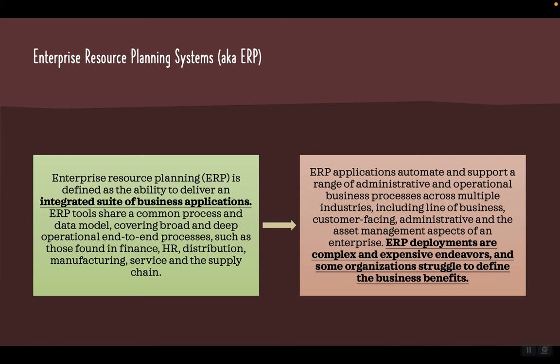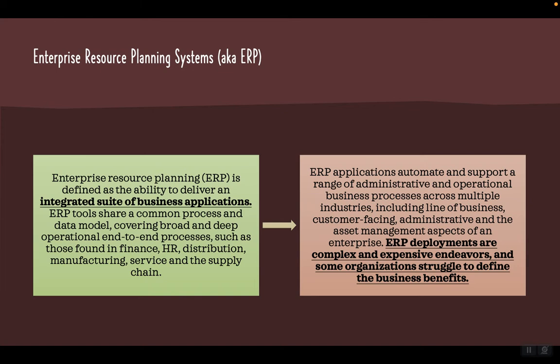Coming out of this was the idea of a solution we call an ERP system. ERP stands for Enterprise Resource Planning. It's defined as the ability to deliver an integrated suite of business applications. The key word is integration, because that aligns with both what Hammer was talking about and what Porter was talking about in terms of the value chain. Both focus on the idea of an integrated flow.